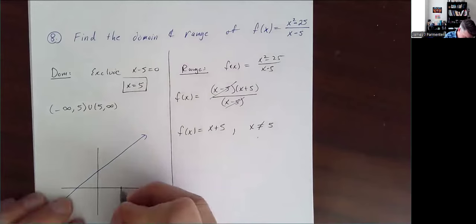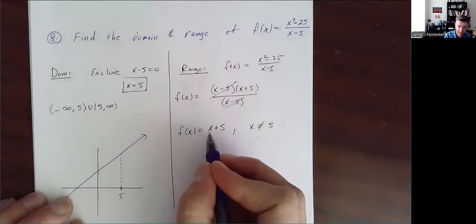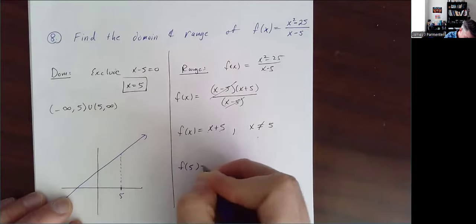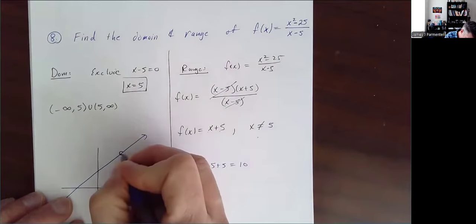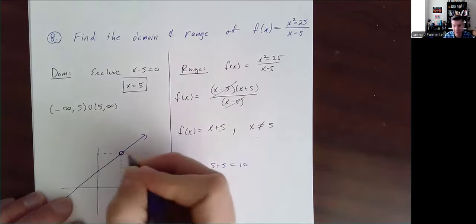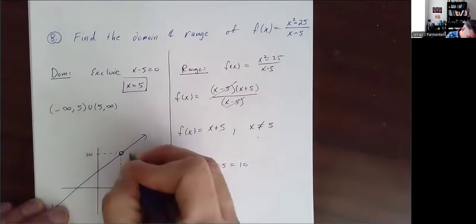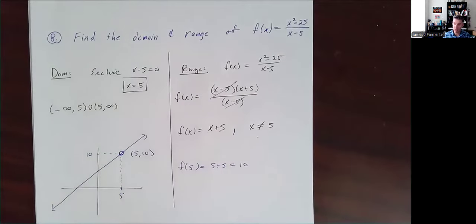So if x is equal to 5, or we're allowed to be 5, your y value would be 5 plus 5, right? If we could find it, f of 5 would be 5 plus 5, which would be 10. So we're missing the point. We're not really missing the point, but we know the point is excluded from the graph. The x value is 5, the y value is 10. So 5 is missing from the domain, and 10 is missing from the range.